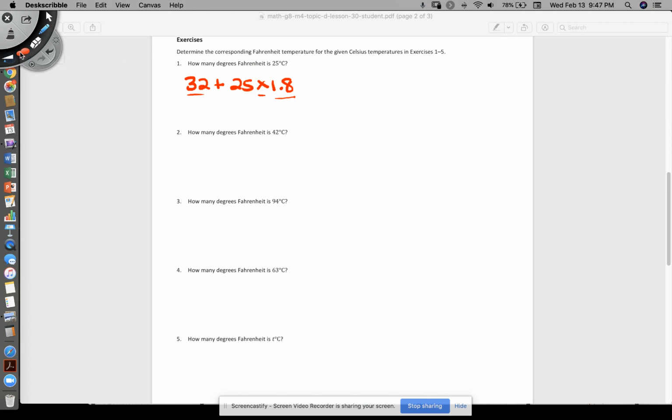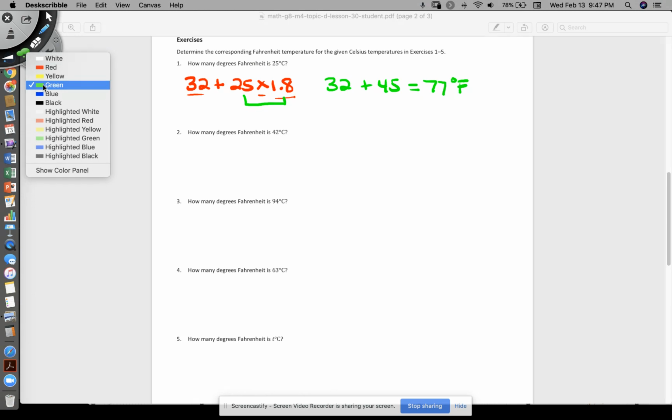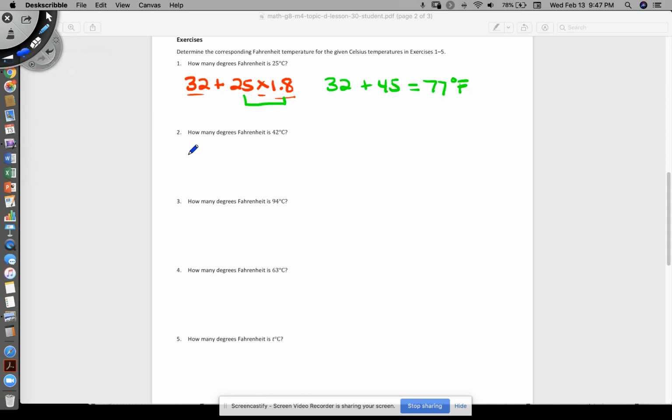So the first thing you always want to do is the multiplication first. So we're going to multiply these first. And so I have 32 plus 45. When I add those two together, I get 77 degrees Fahrenheit. And that's it. All right, let's do the next one.